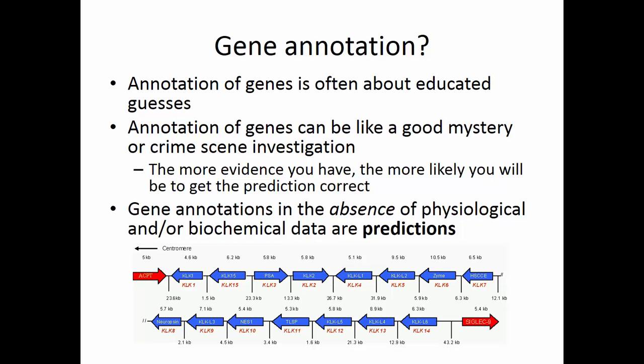Or we could knock it out and see how that affects the pathway. So gene annotations, in the absence of physiological or biochemical data, either knocking out the gene or doing enzyme assays or proteomics or something, these gene annotations, in the absence of any of that, are predictions. They're not really binding. Although, in some cases there are significant similarities and the predictions are pretty good. But still, they're predictions nonetheless.